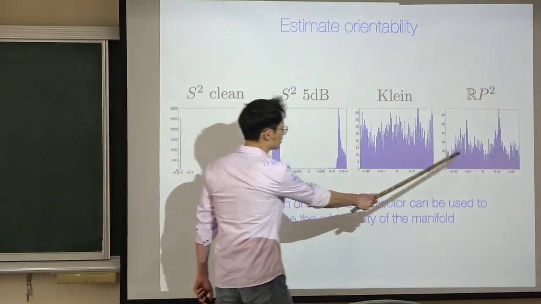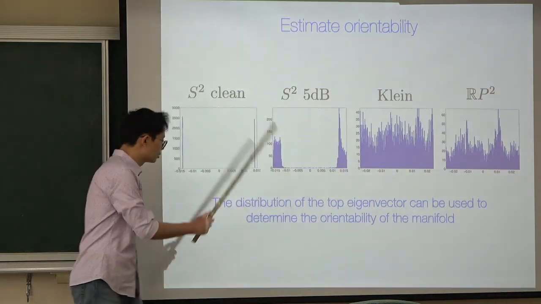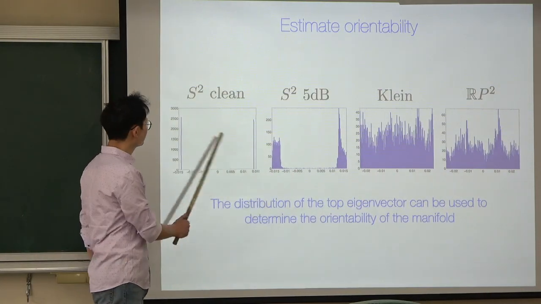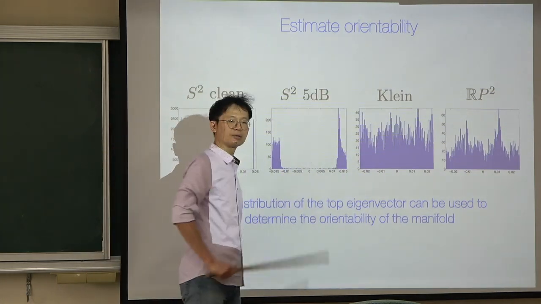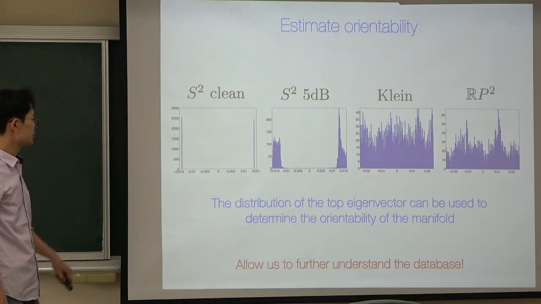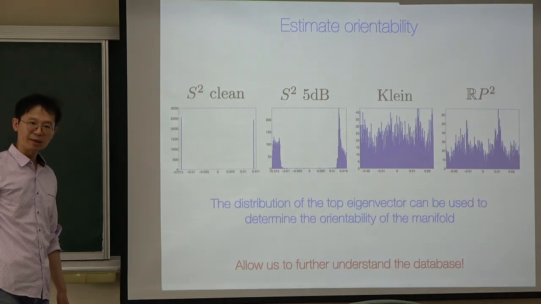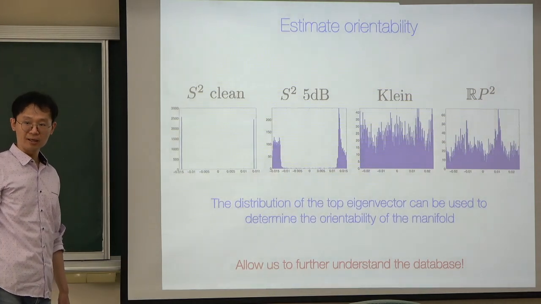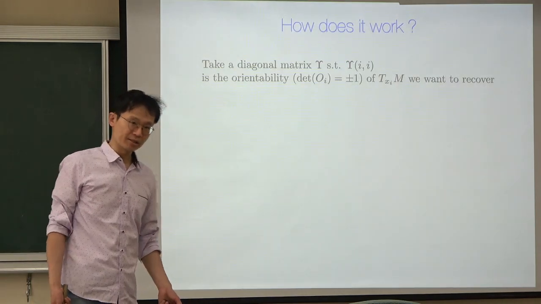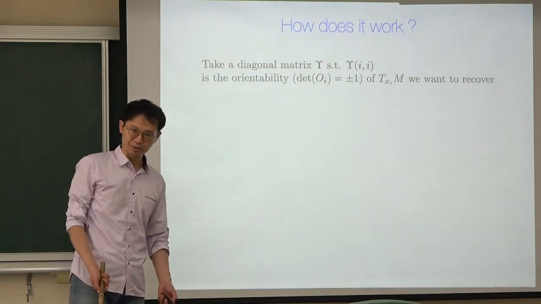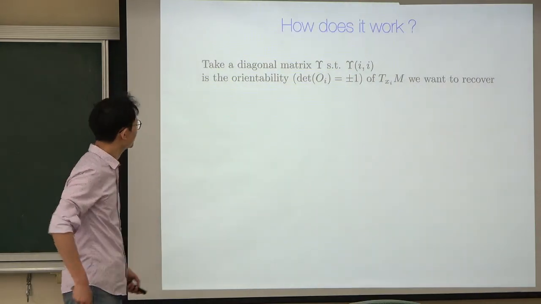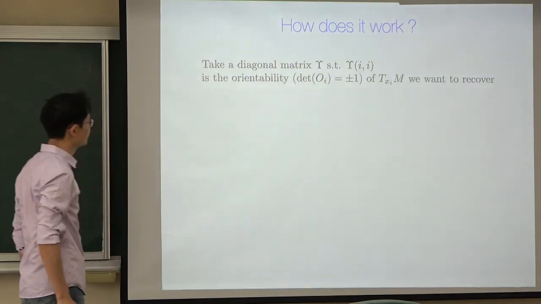So from this distribution of the top eigenvector, we can use it to determine if a manifold is orientable or not. That is, if you have two very clean, clear separations, then it's orientable. Otherwise, it is not. Okay, so this allows us to further understand the database. In particular, understand the topology of the data set. But how does it work? As I briefly mentioned before, it is related to a principal bundle, the orientation bundle, but let's forget about those complicated languages. Let's just look at this simple explanation.